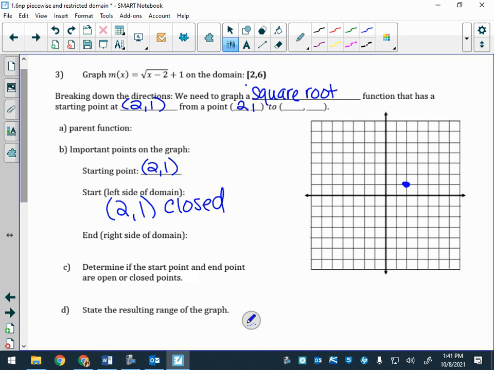Okay? Now we have to find the right side, which is 6. Square root of 6 minus 2. What is the square root of 6 minus 2? Square root of 4, which is 2. We have 6, 3 as our other point. Is that going to be open or closed? Esteban? Open. Good. So this is open because it's a parenthesis. This is closed because it's a bracket.